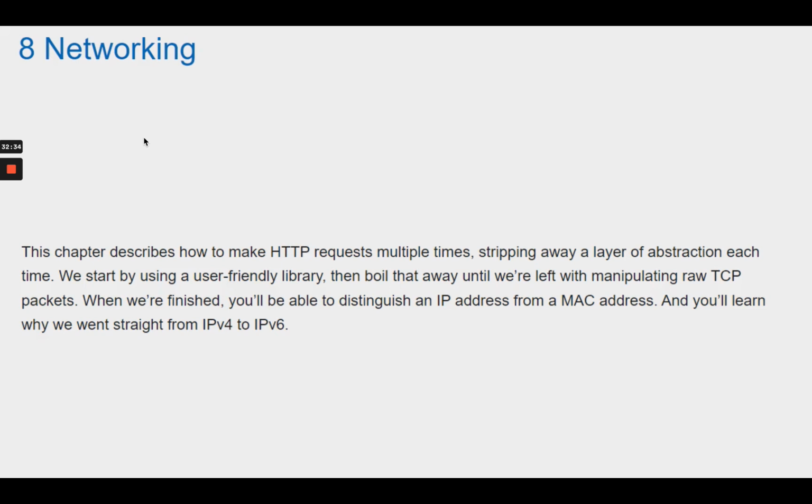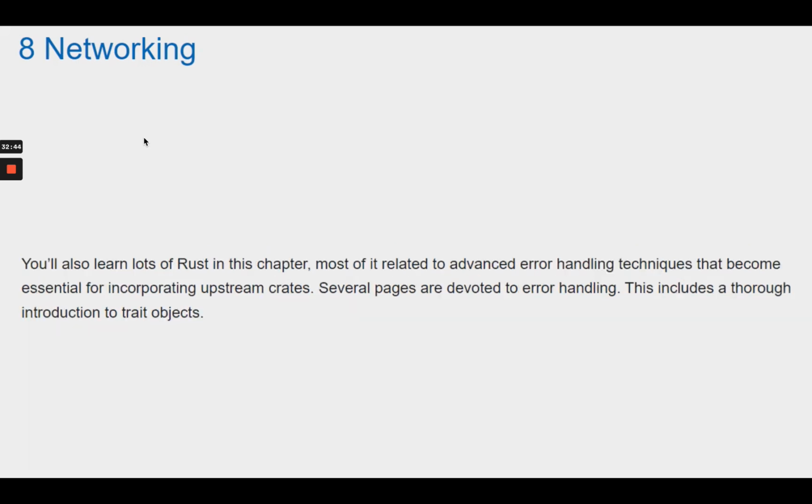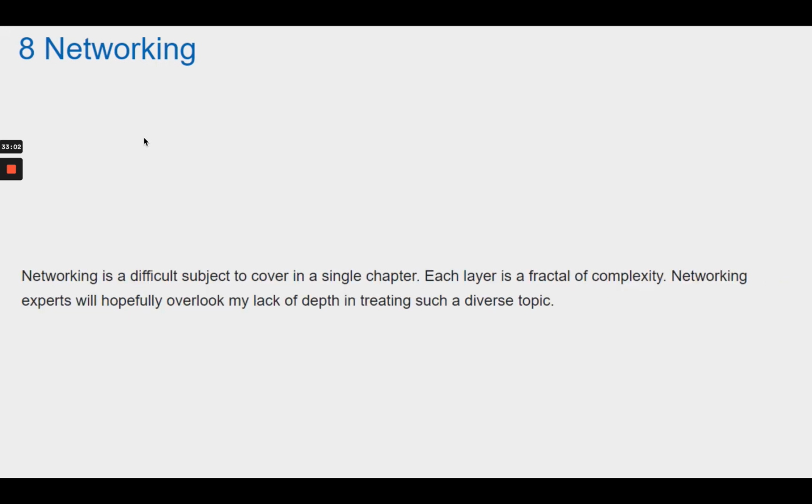When we're finished, you'll be able to distinguish an IP address from a MAC address, and you'll learn why we went straight from IPv4 to IPv6. You'll also learn lots of Rust in this chapter, most of it related to advanced error handling techniques that become essential for incorporating upstream crates. Several pages are devoted to error handling. This includes a thorough introduction to trait objects.